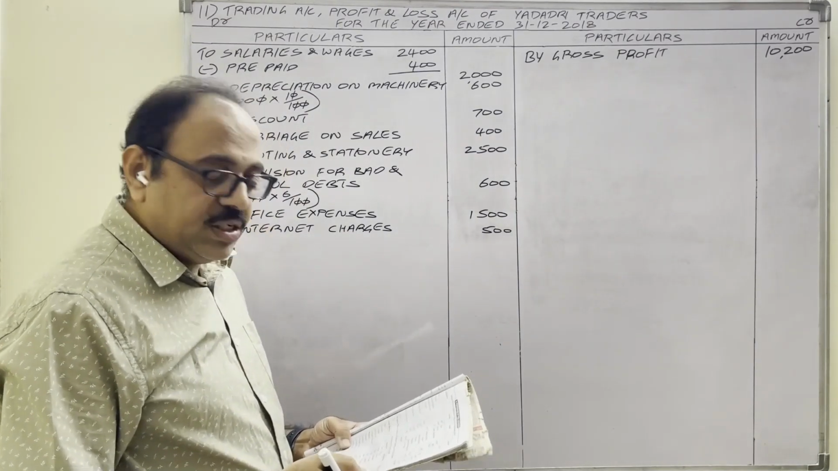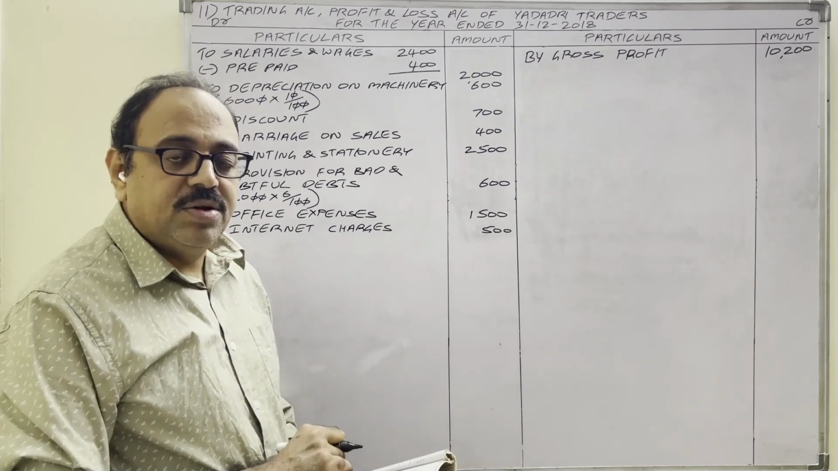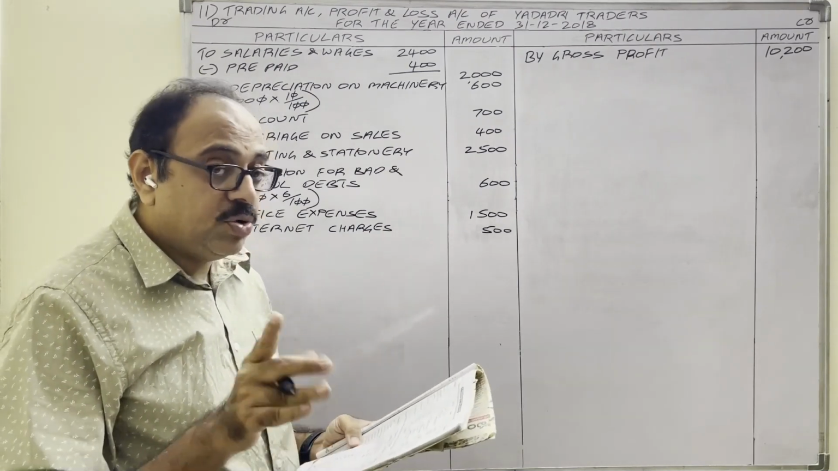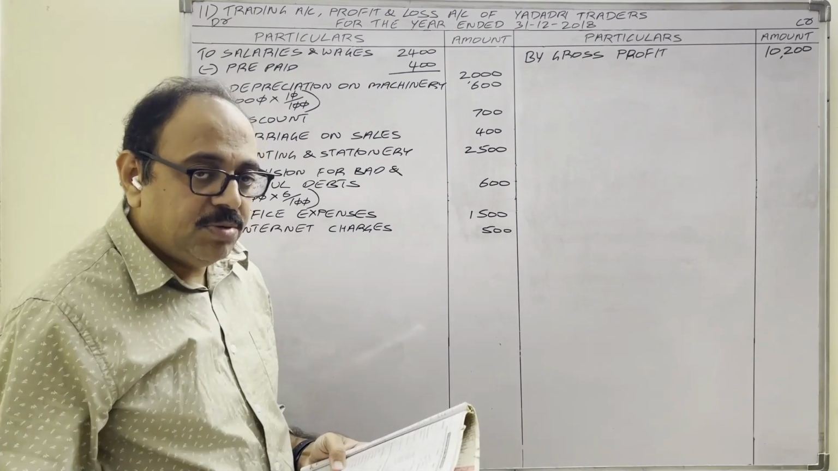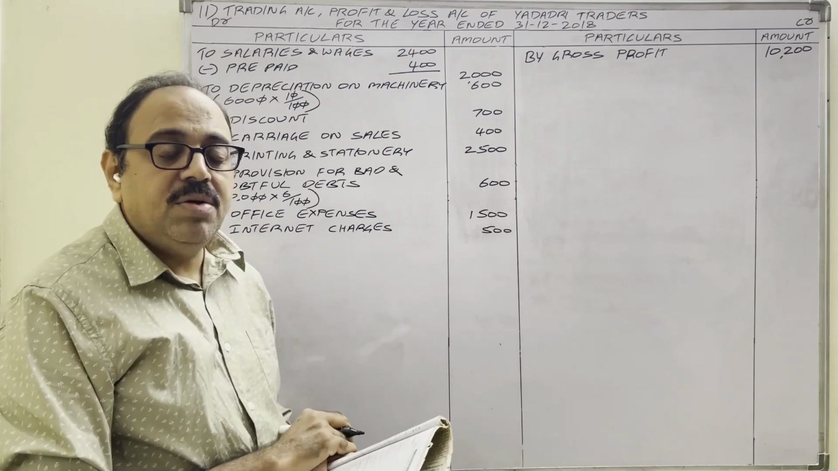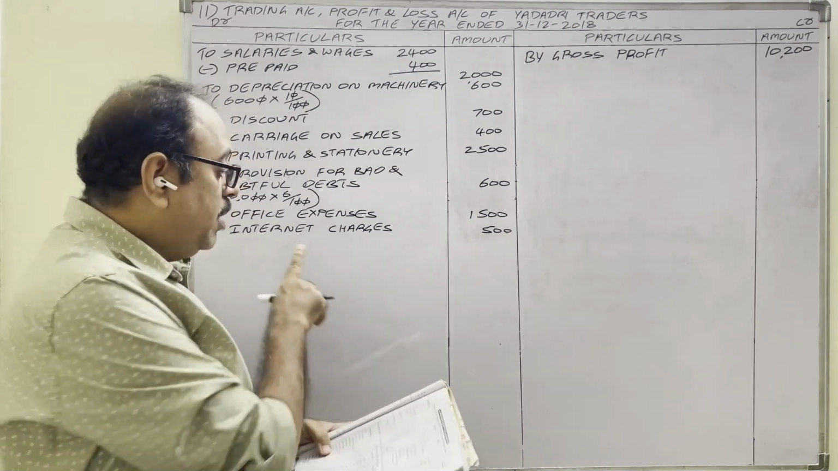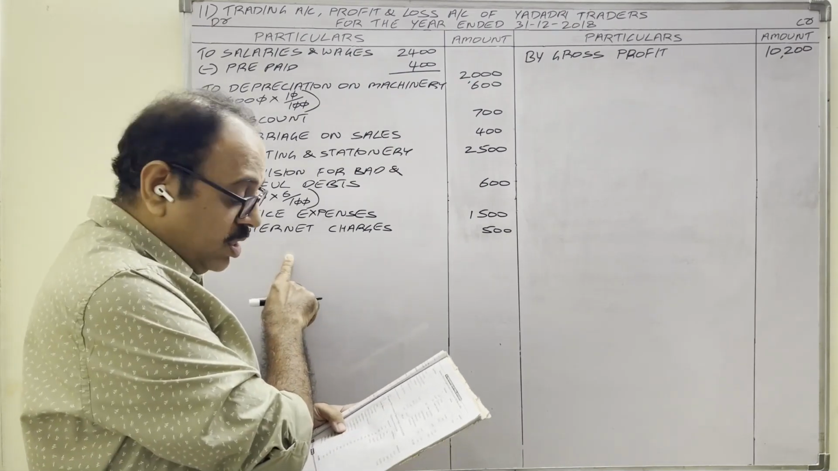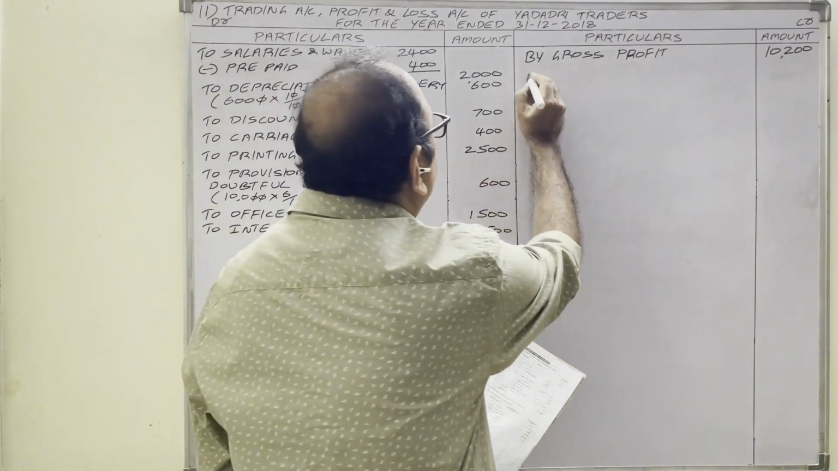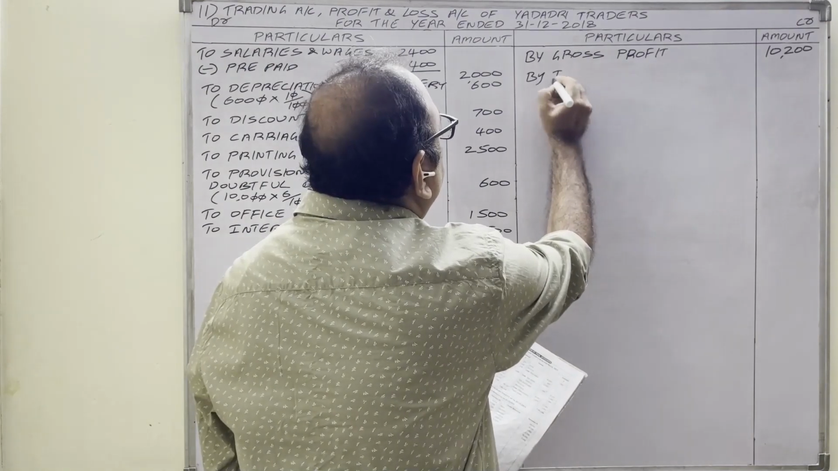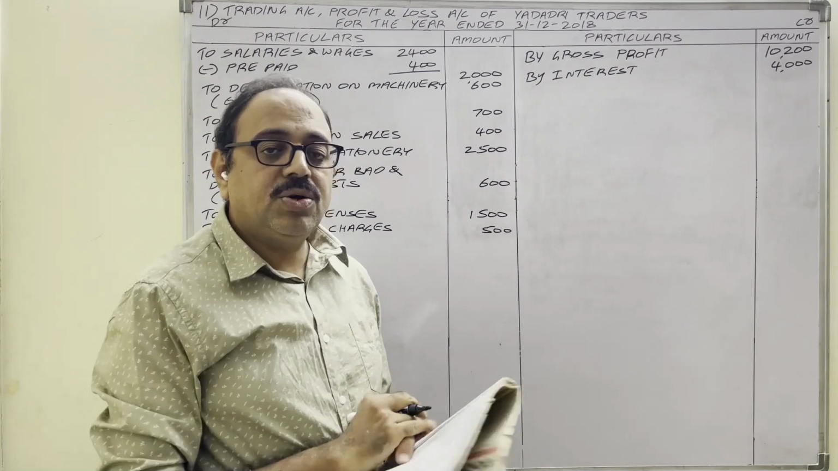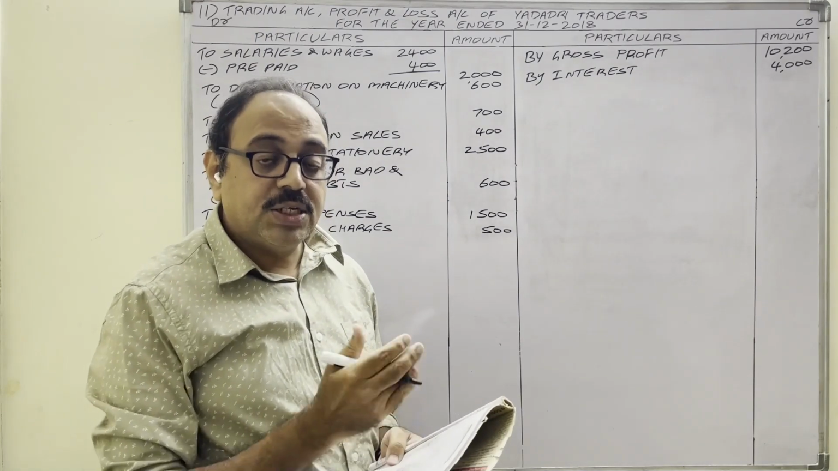Sales, interest. Credit side interest is given, means interest received, because we should keep the trial balance rules in mind. On the credit side he gives income, on the debit side expenses. If interest is given on the debit side, the meaning is interest paid, and we should show it on the debit side of the P&L account. Credit side interest is interest received, profit and loss account credit side. By interest, 4,000 rupees. Discount: credit side discount means profit, discount received.